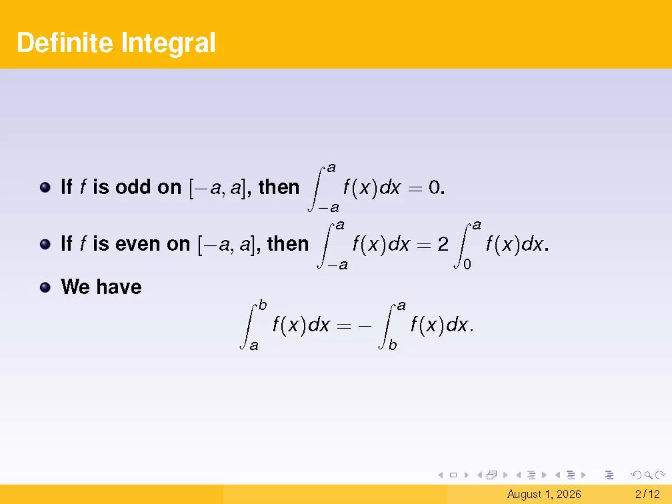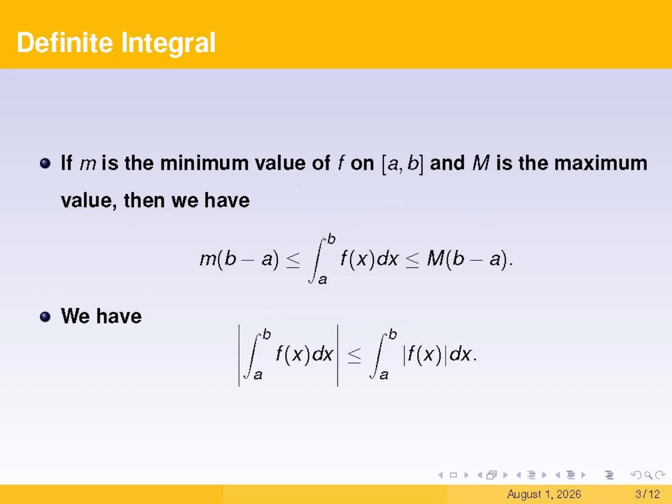The first property states that if the function f is an odd function and the limits of integration are symmetric, then its definite integral is 0, as shown on the first line. The second property states that if the function f is an even function and the limits of integration are symmetric, its definite integral is displayed on the second line. The third property states that if we swap the upper and lower limits, a negative sign is introduced, as shown on the third line.